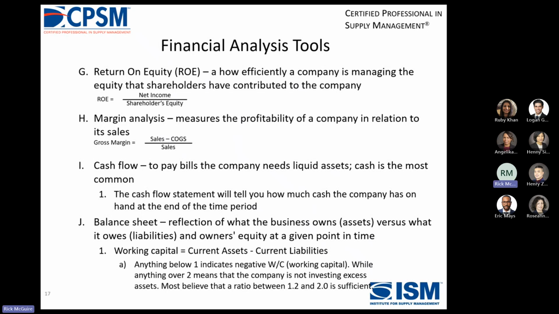And then you've got margin analysis. Gross margin, you'll hear that term a lot, measures the profitability of a company in relation to its sales. It's basically sales minus cost of goods sold, divided by sales. It'll give you a percentage, and it doesn't include taxes or anything below that that's not part of the product. If your gross margin is positive on your product, then you've got a good chance of covering everything else. If it's negative, you're probably going out of business.